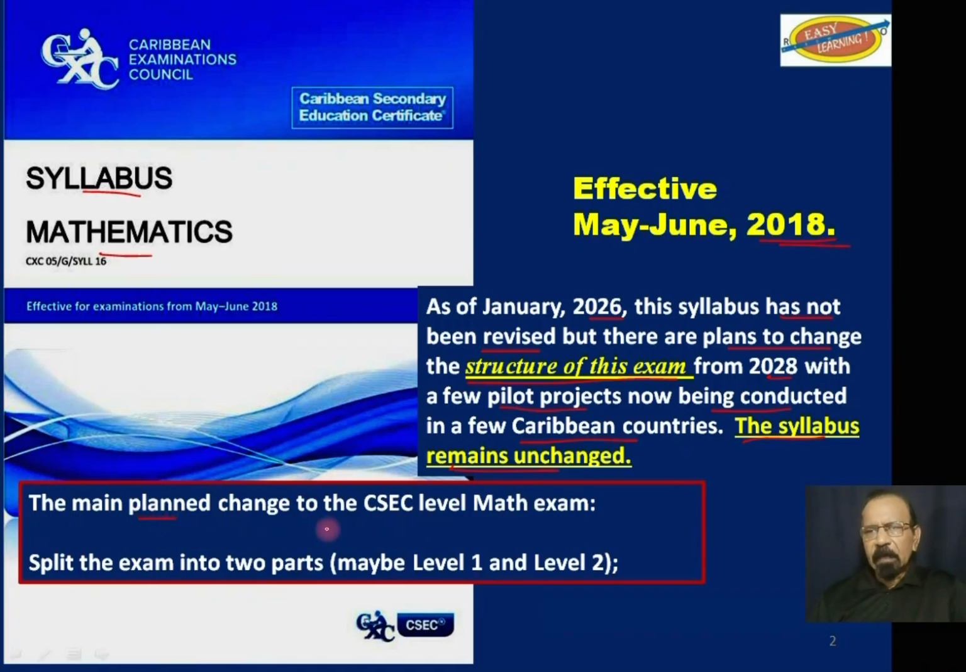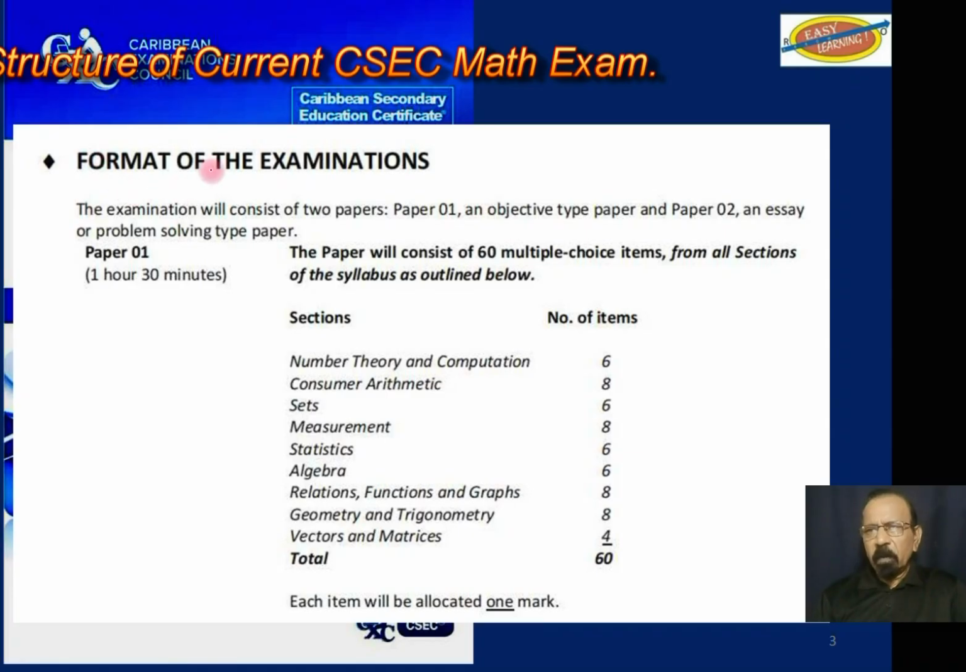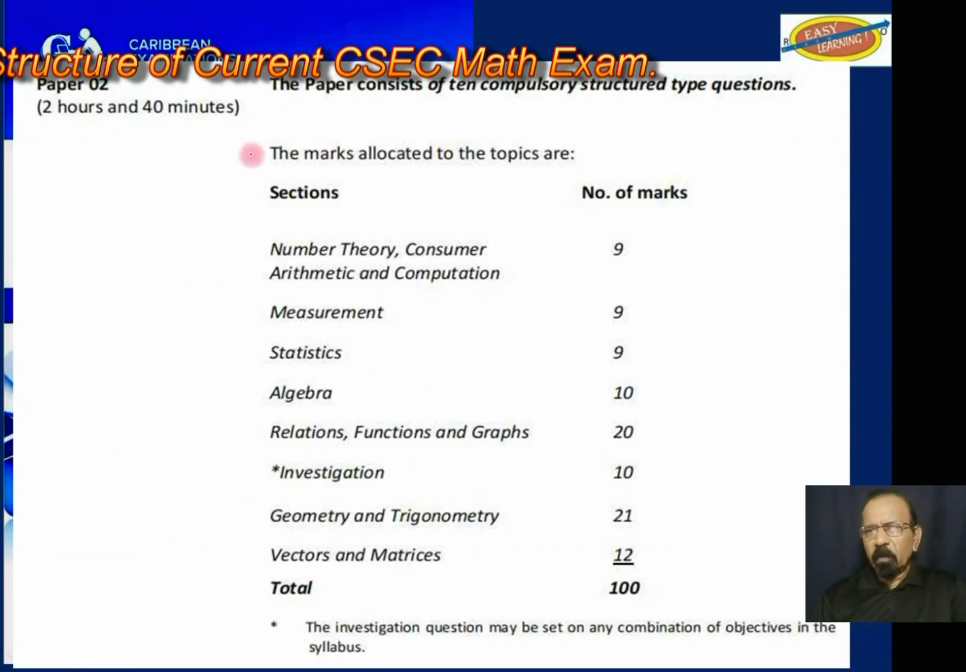The main planned change to the CSEC level math exam is to split the exam into two parts. Format of the examination: there will be a paper 1 that will consist of 60 multiple choice questions from all sections of the syllabus as outlined below here. Then there will be a paper 2, which is a much longer paper, consisting of 10 compulsory structured questions based on all sections.